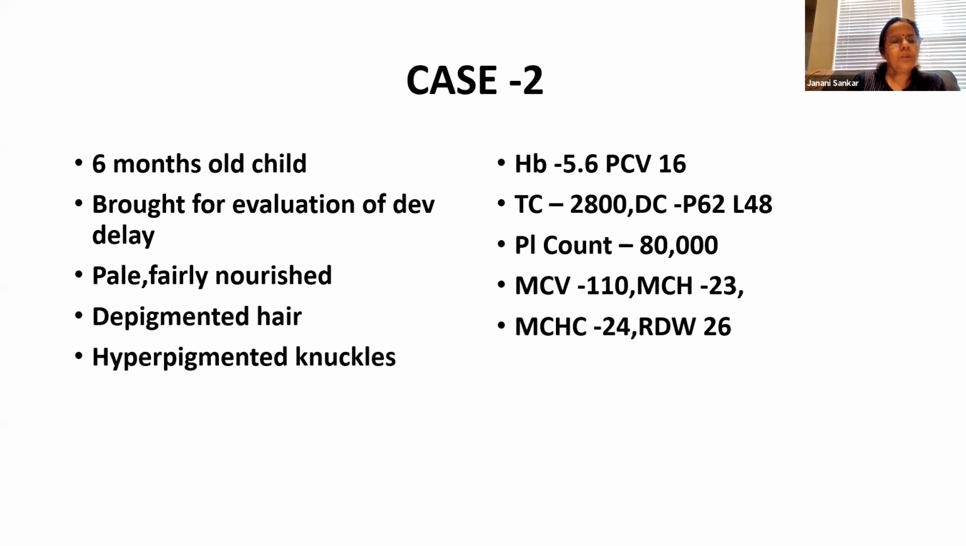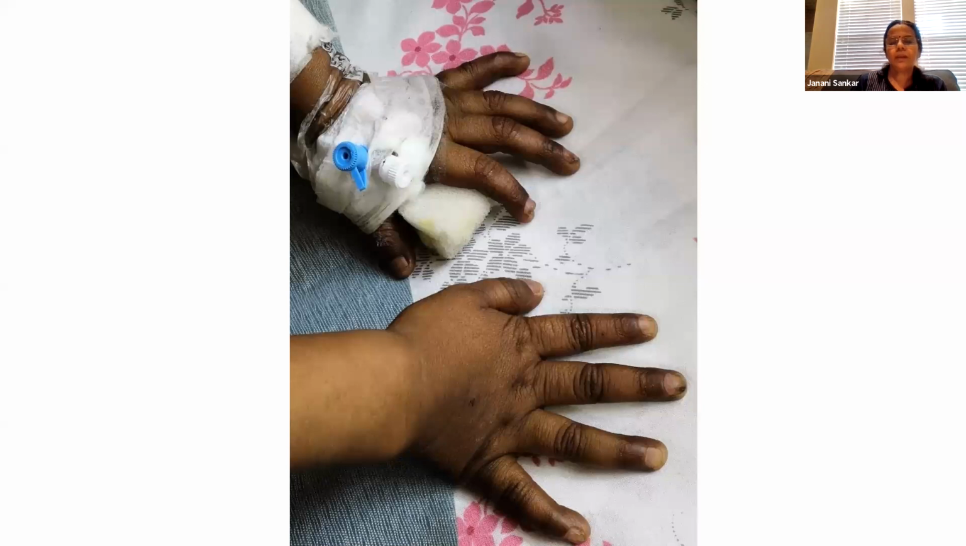On looking at the child, the child was pale, fairly nourished, with depigmented hair and hyperpigmented knuckles. The hemoglobin was 5.6. Total count was 2,800 with a normal differential. Platelet count was 80,000. We have a high MCV. MCV is 110, MCH is 23, MCHC is 24, and RDW is 26. So these were the typical hyperpigmented knuckles that we saw in this child. I think the answer was staring at us.